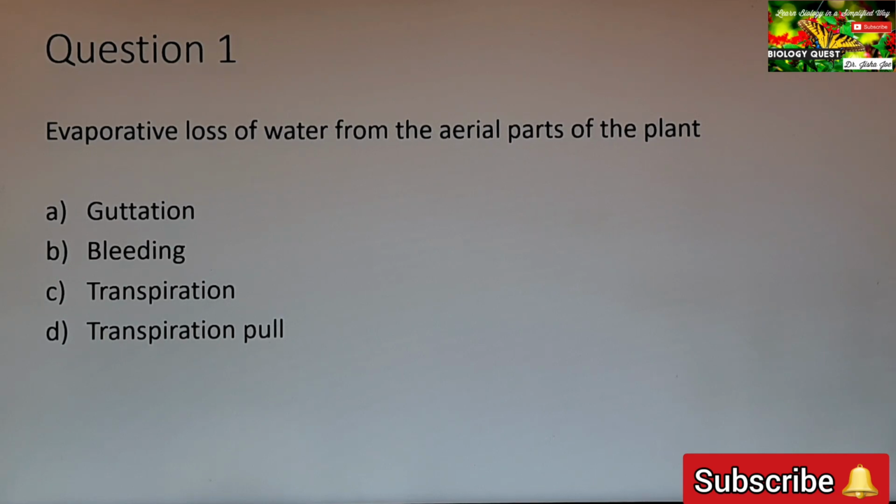So what is the correct answer? Just look at the question once again. Evaporative loss of water from the aerial parts of the plant. So evaporative loss of water means water in the form of water vapor is lost from the plant. So which is the correct option? Option C, transpiration.